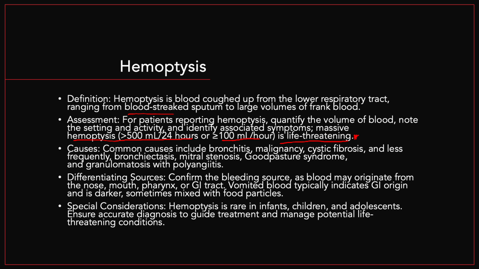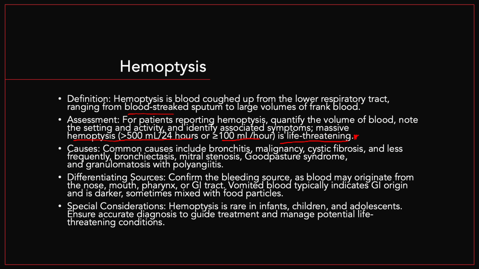Okay, so obviously we have two different systems converging there, right? We have our GI and our respiratory system converging right around our upper airway. So common things that we need to do is confirm where the bleeding is coming from.